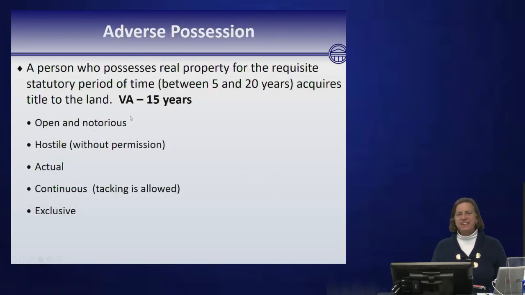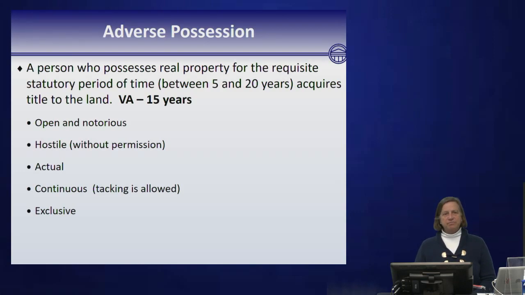Adverse possession. So I bet you didn't realize this. Perhaps you did, but a person who possesses real property for the requisite statutory period of time, and that's anywhere between 5 and 20 years depending on the state where you live, acquires title to that land. In Virginia, it's 15 years. In South Carolina, it was only 7, which somewhat worried me because I owned a piece of farmland that the surrounding owners really wanted, and I refused to sell it to them. And I also had no intention of going down to check out whether they were adversely possessing my property. 7 years goes by mighty fast.